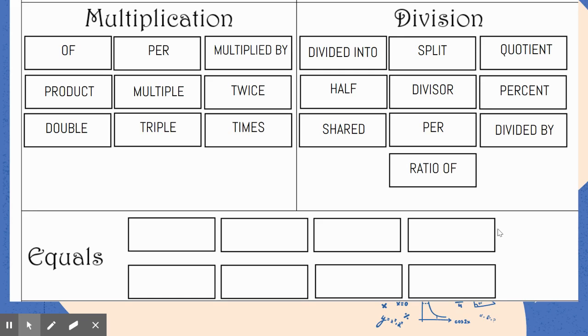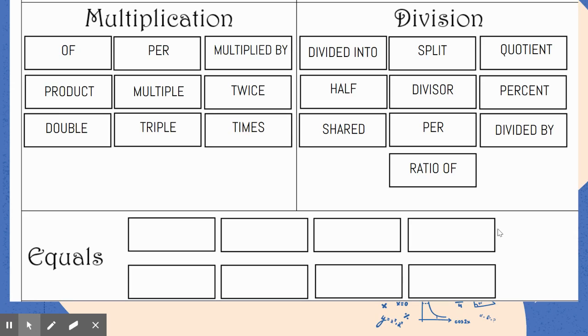So again, for division, shared can mean subtraction or division. It just depends on the situation. For division, it would be something like, I have 10 cookies and I'm sharing it with my 2 friends. So that would be splitting it up into equal groups. And for per, it's both multiplication or division, so it depends on the situation again.